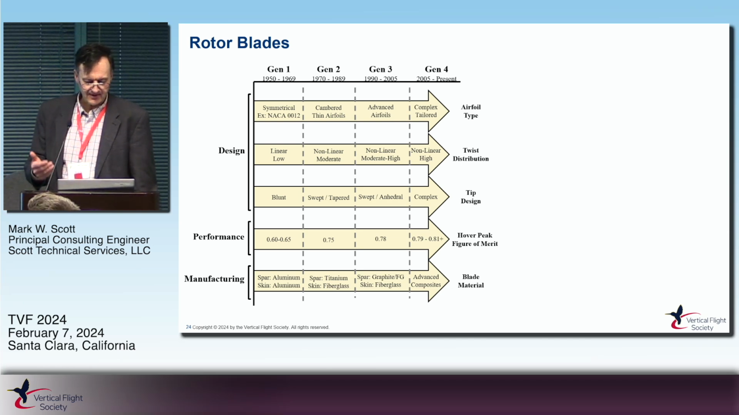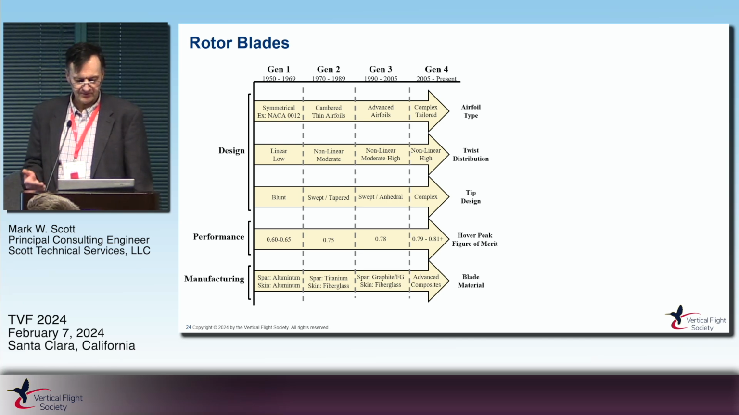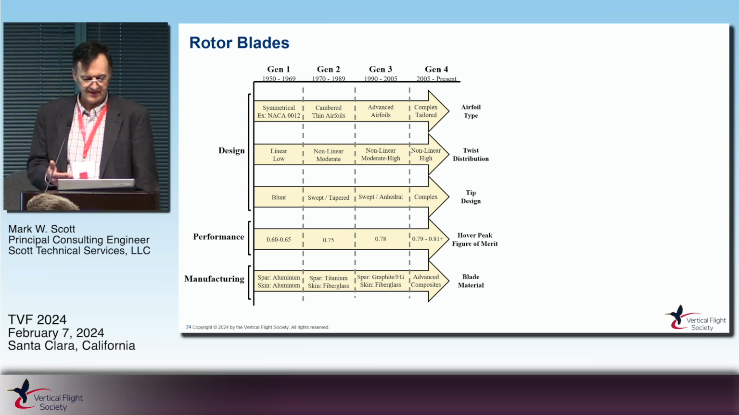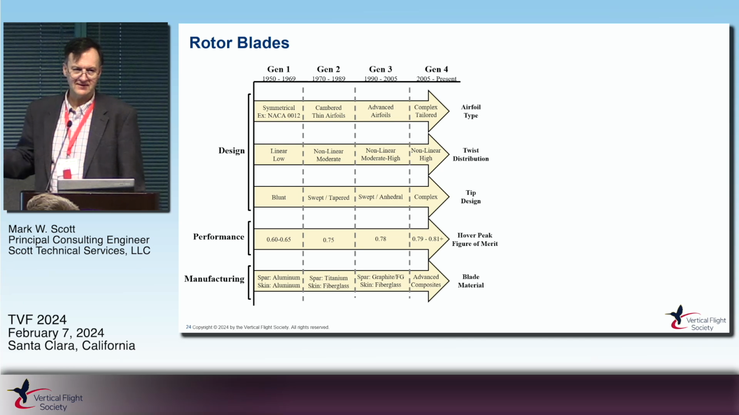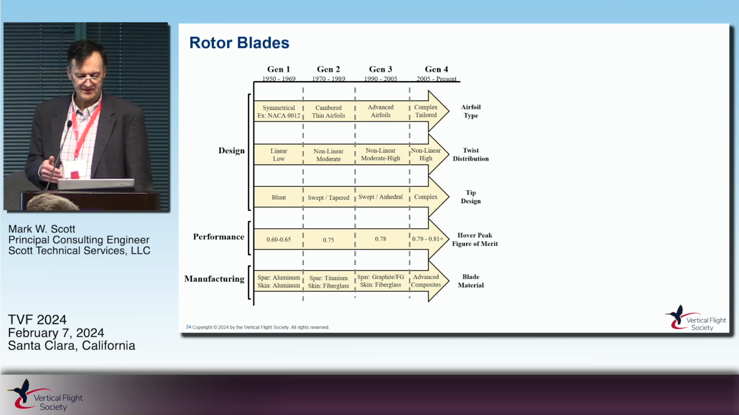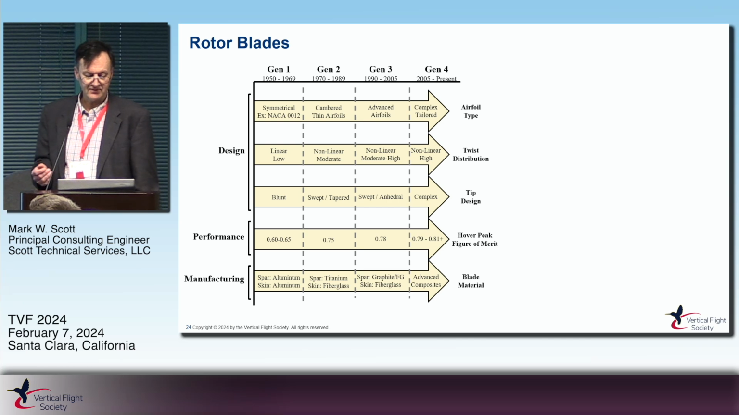But basically, design comes down to airfoil types, twist distribution, and planform. You get the aerodynamic performance up. And you can see twist has gone from linear and low all the way up to these highly nonlinear blades in terms of twist to get the performance up. Airfoils have gone from symmetric to cambered and complex, tailored shapes, right? All our CFD codes have enabled us to do that.